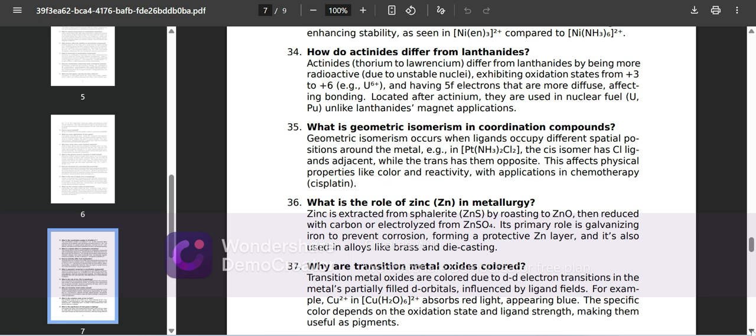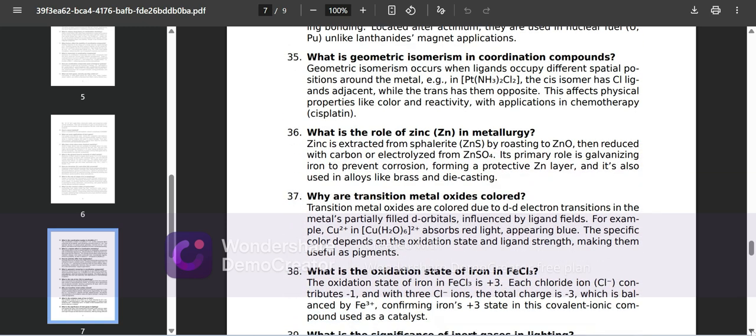How do actinides differ from lanthanides? Actinides, thorium and beyond, differ from lanthanides by being more radioactive due to unstable nuclei, exhibiting oxidation states from +3 to +6, and having 5f electrons that are more diffuse, affecting bonding. They are located after actinium. They are used in nuclear fuel, uranium, plutonium. Unlike lanthanides, magnetic applications.